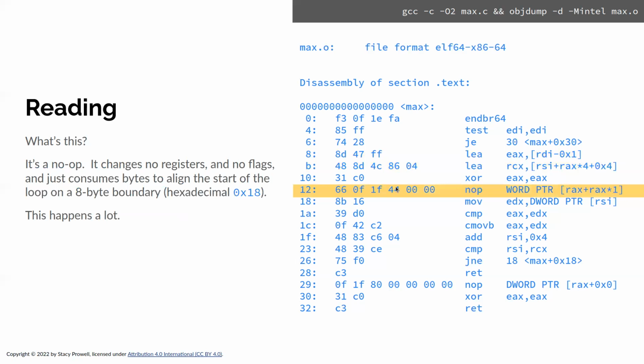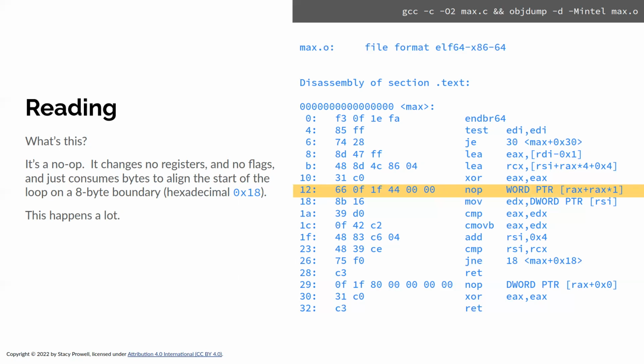Well, there's a reason for this. The reason for the no-op here is so that this byte, which just happens to be the top of the loop, and if we look down here, we'll see, sure enough, jump not equal to 18, and that is right here. We want that to be aligned on an 8-byte boundary. And it is, because we wasted 6 bytes right here to make it aligned. Why does that matter? It turns out things run a little faster when you align the top of the loop.